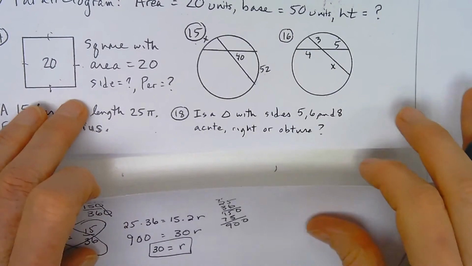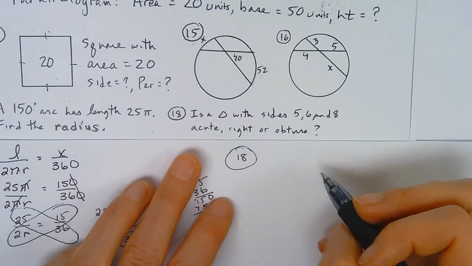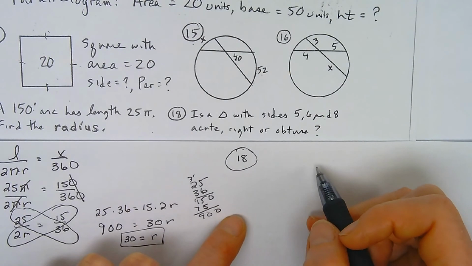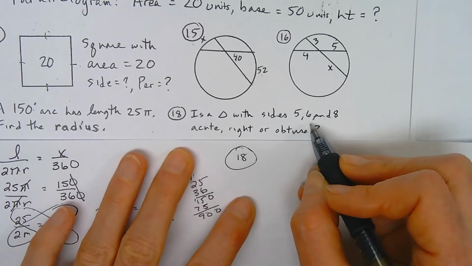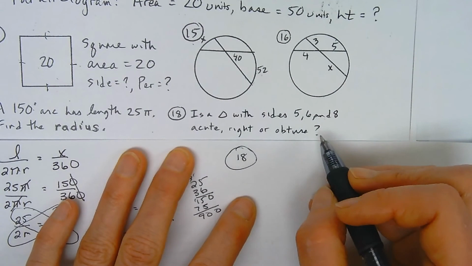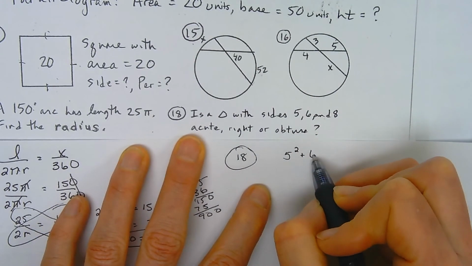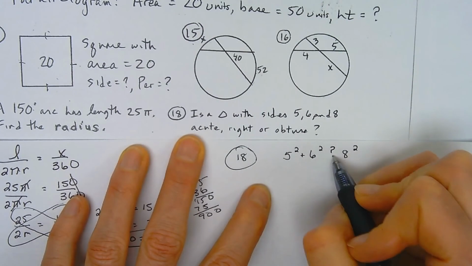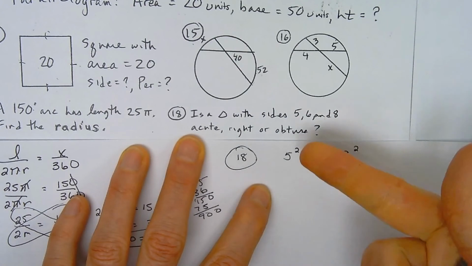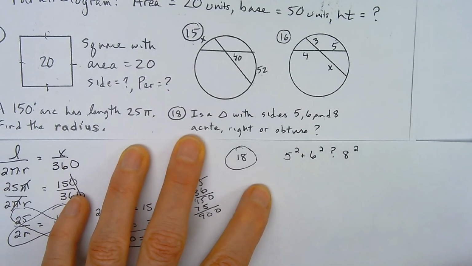Last one, 18. 18 is a triangle with sides 5, 6, and 8 acute, right, or obtuse? Well, using the Pythagorean theorem and its corollaries, if I square 5, add it to 6 squared, and compare it to 8 squared, I'll be able to determine if it's acute or right or obtuse.